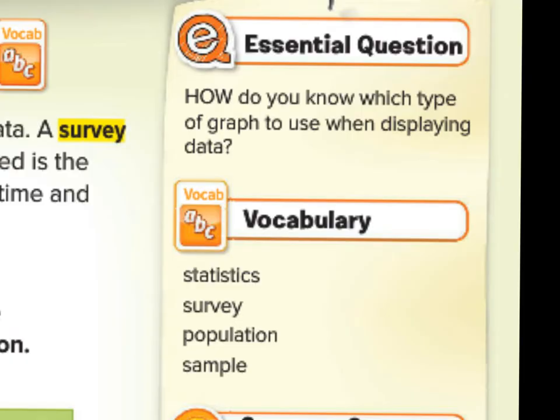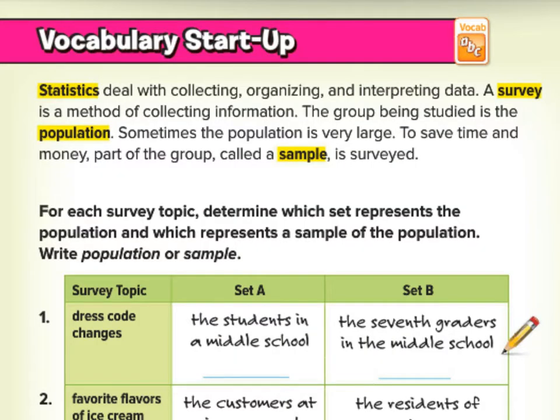So now that you have an idea of what we're talking about, we're going to try to answer the question, how do you know which type of graph to use when displaying data? And the vocabulary we're going to look at is statistics, survey, population, and sample. Let's address the vocabulary first. Statistics deals with collecting, organizing, and interpreting data. A survey is a method of collecting information. So when you survey people and you ask them questions, and I know that some of you have done this in class for other projects, the group being studied is the population. Sometimes the population is very large. To save time and money, part of the group called a sample is surveyed.